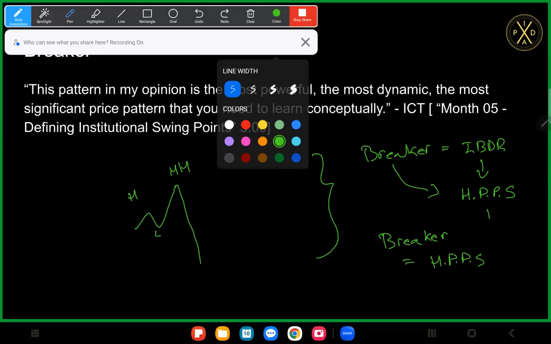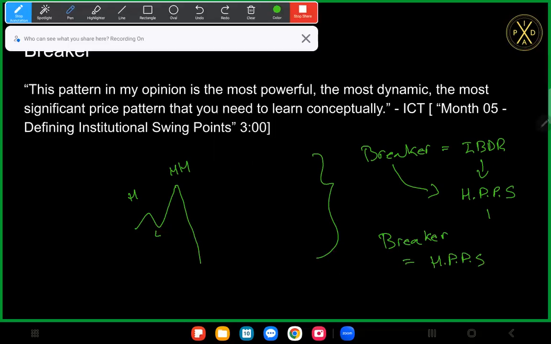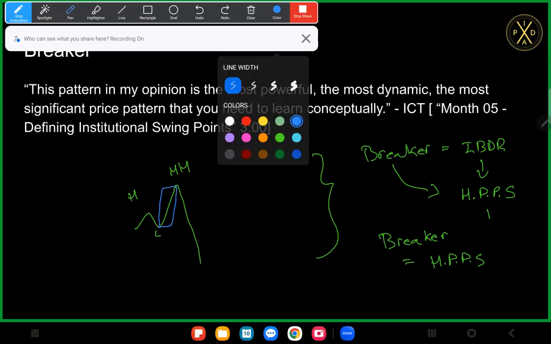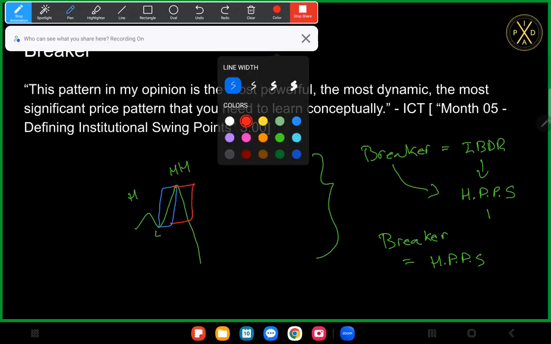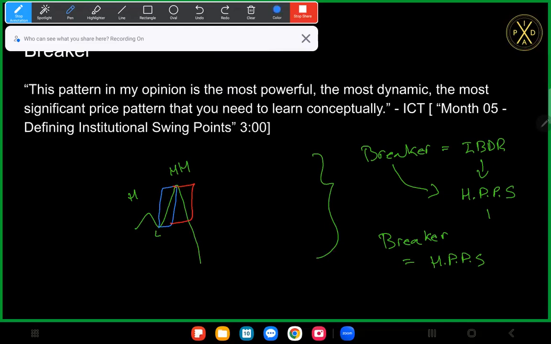Right here, we have buy side delivery. Let me denote that with a blue color, right? So this is buy side delivery. We have sell side delivery, right? And then we talked about earlier when we were talking about PD arrays that a good breaker should be accompanied by speed, right? Or one-sided delivery through that area.